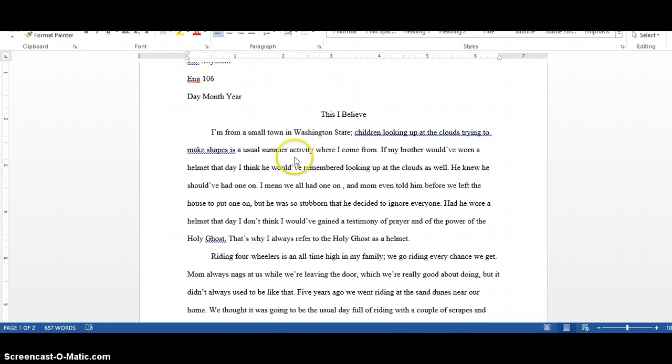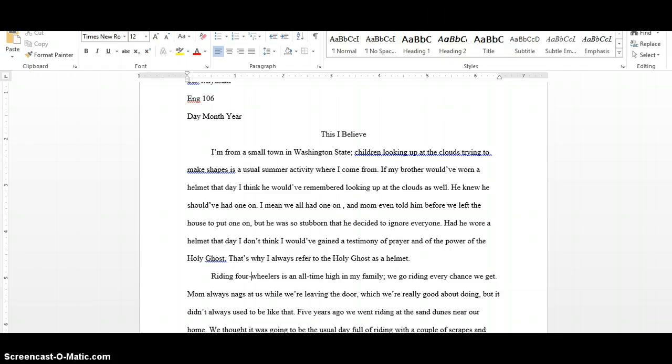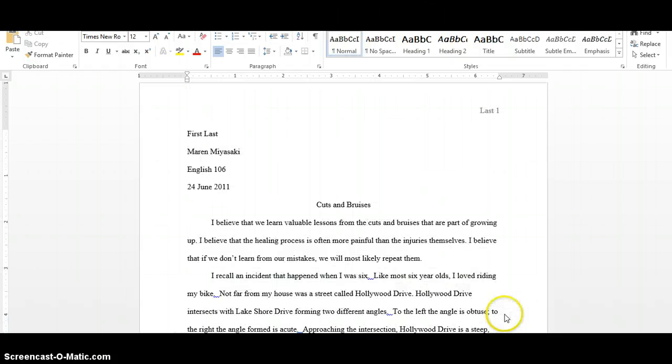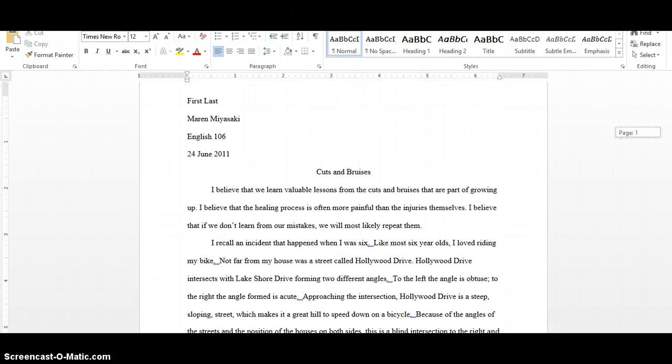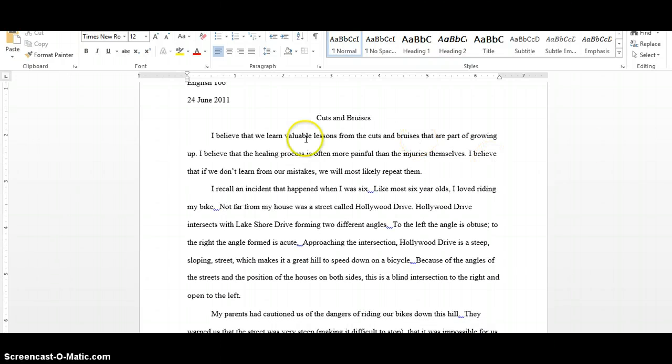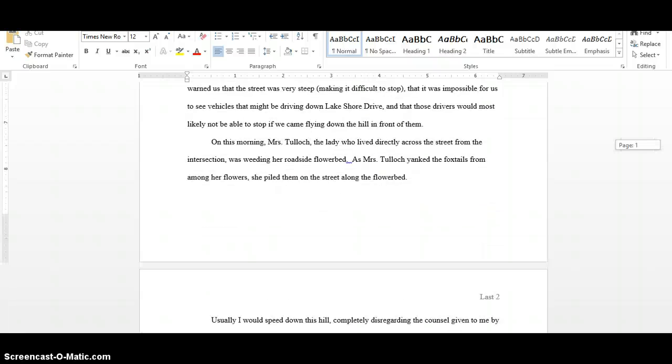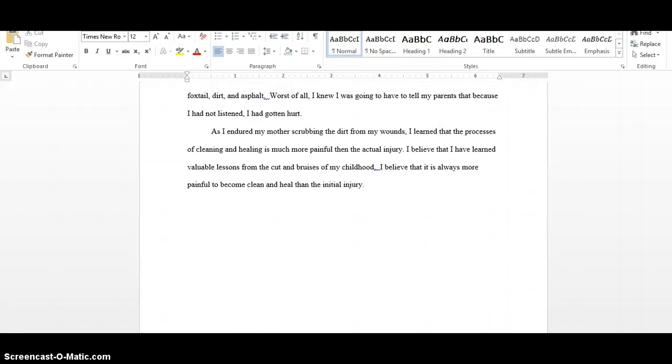So for this example, had he worn a helmet that day, I don't think I would have gained a testimony of the power of prayer and the power of the Holy Ghost. That's why I always refer to the Holy Ghost as a helmet. So you also see in this next one, cuts and bruises, where it talks about learning valuable lessons from cuts and bruises. It's in the title, and it's also again at the end.